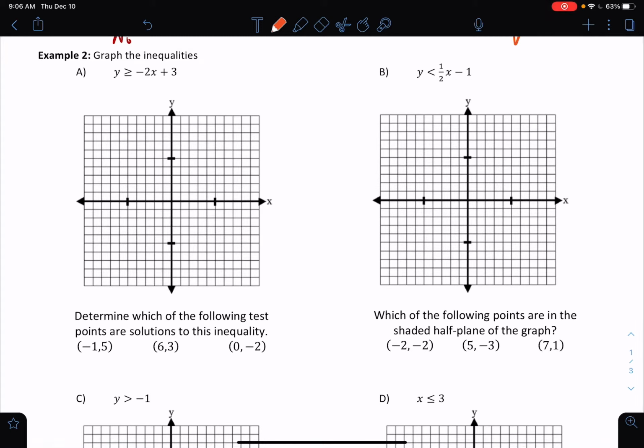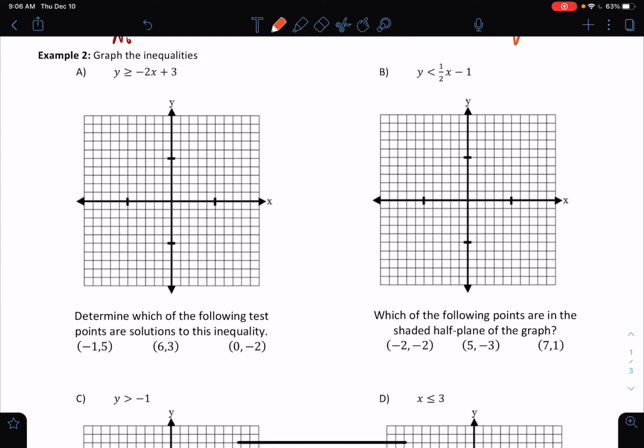So how are we going to graph inequalities on the coordinate plane? This is going to work very similarly to how we graphed equations of lines, y equals mx plus b. But there's some added things because I'm not dealing with an equation, I'm dealing with an inequality. So A is saying y is bigger than or equal to negative 2x plus 3.